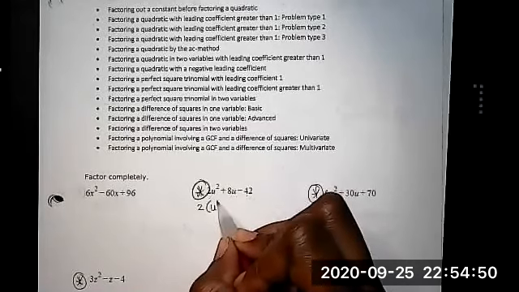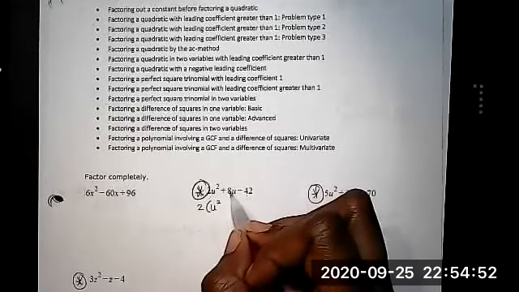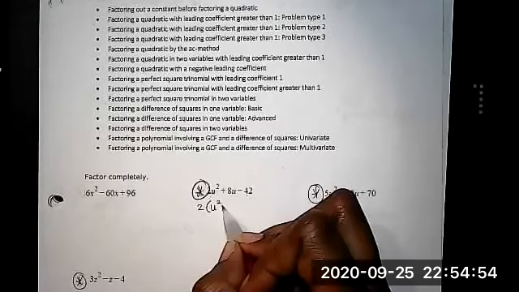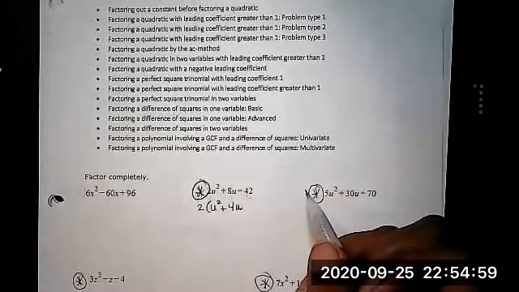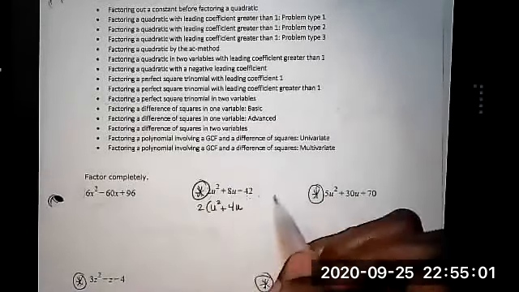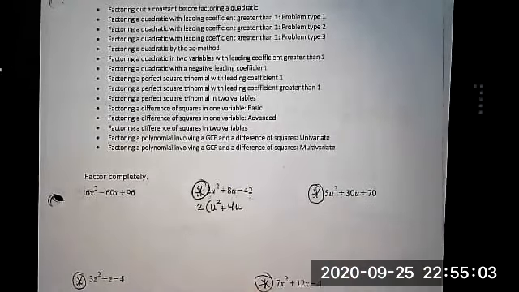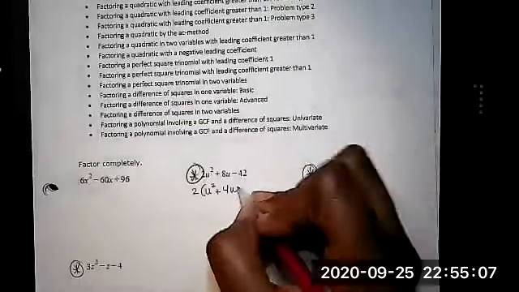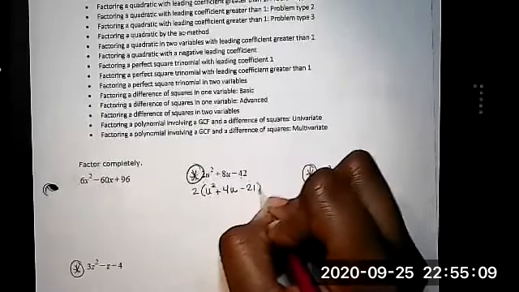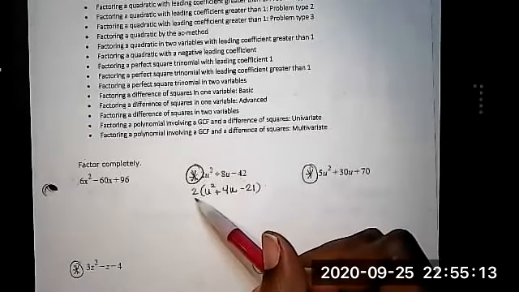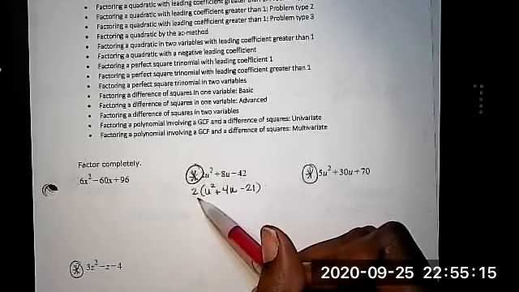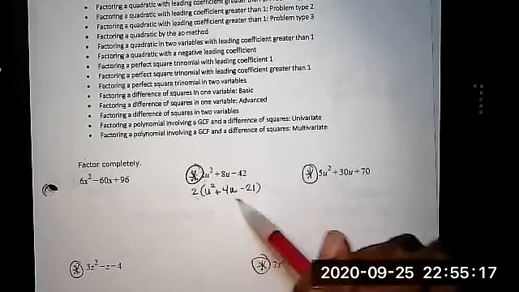What's left over when you take out that 2 is u squared. Here, it's going to be 4u, because it's basically dividing everything by 2, or taking out the 2. And if you have 42 and divide that by 2, you get 21. Okay, so now you can factor this, but you cannot have had that greatest common factor in there. So now we can factor that.